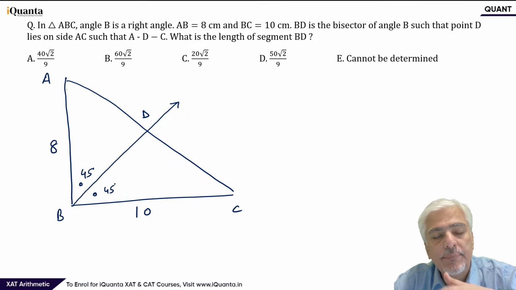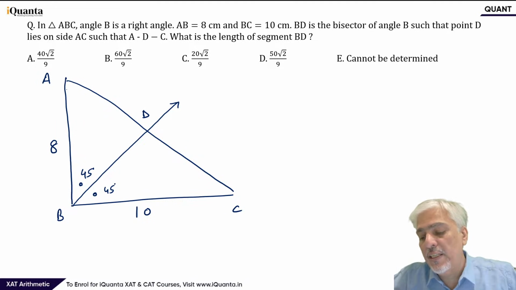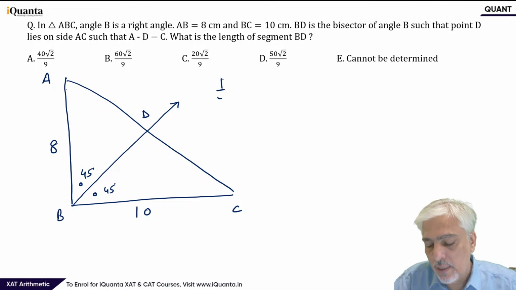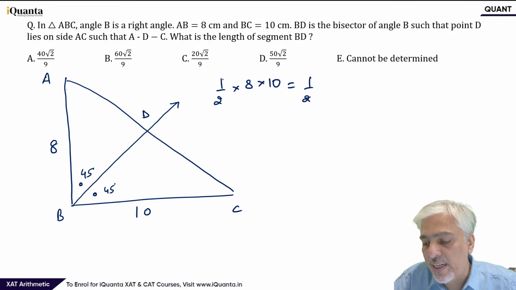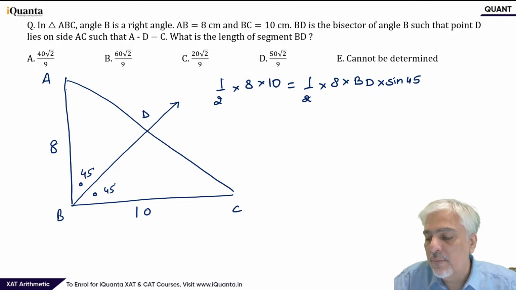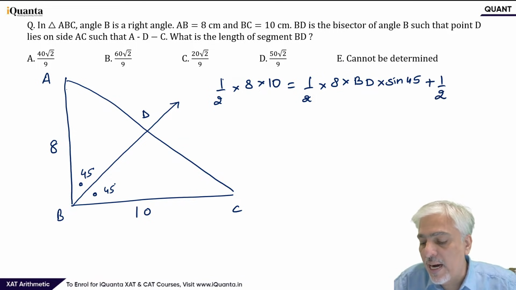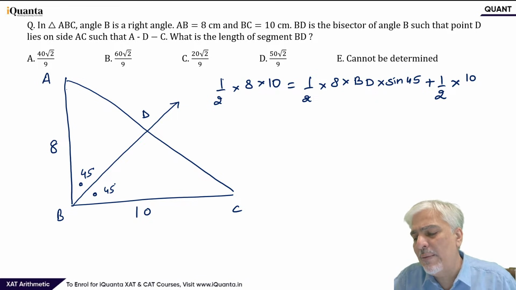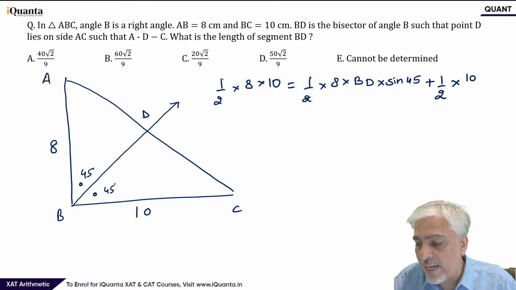Area of a triangle is half ab sine theta. So area of the full triangle is half into 8 into 10. Half into 8 into 10 is the area of the full triangle. It will be equal to half into 8 into BD into sine 45, plus the area of the other triangle will be half into 10 into BD into sine 45.